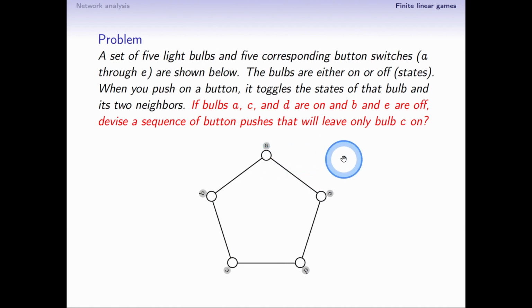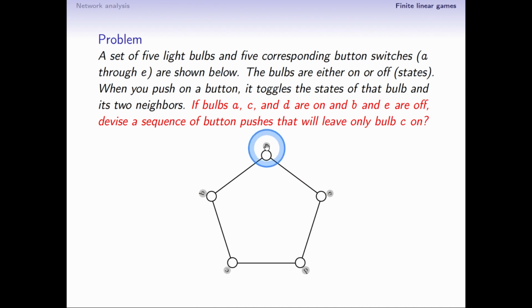All right. Now the bulbs are either on or off, and we're going to call that the state of the bulb. So the bulb can be either in the state called on or in the state called off. So either this bulb is shining, it's on, or it's not shining, and we'll call that off. Now here's the thing. Somehow this mechanism has been wired together so that when you push a button, it toggles the states of that bulb and its two neighbors. So let's take A for instance.